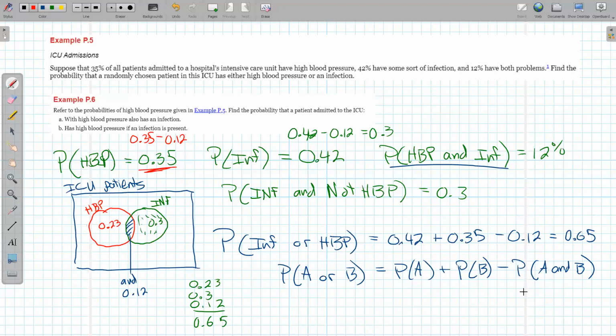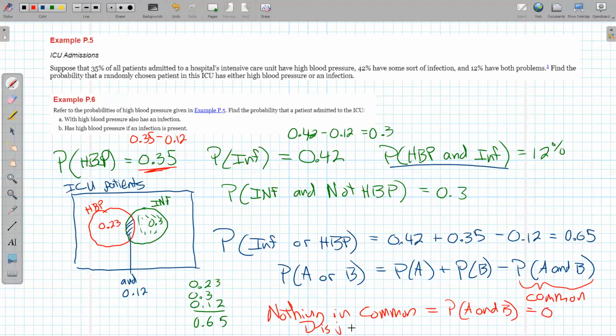Side note, sometimes they have nothing in common, right? So this is what's in common. If they have nothing in common, that would mean that probability would be 0, nothing. Then the two situations are said to be disjoint, or sometimes we say mutually exclusive.